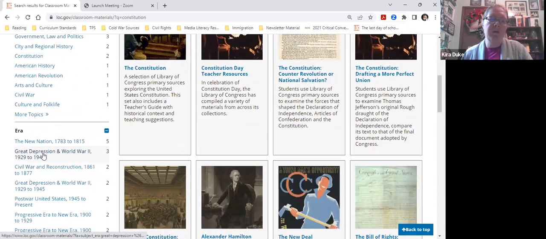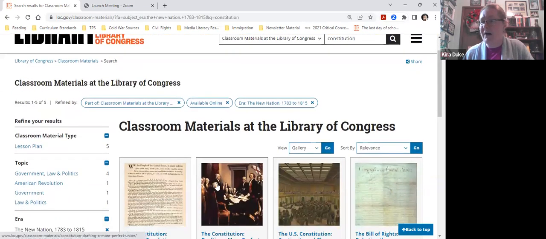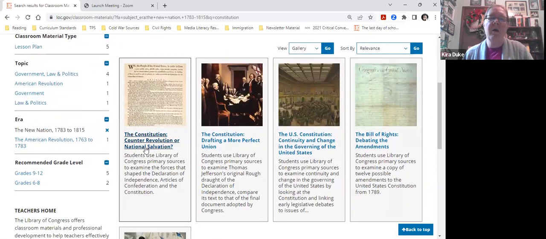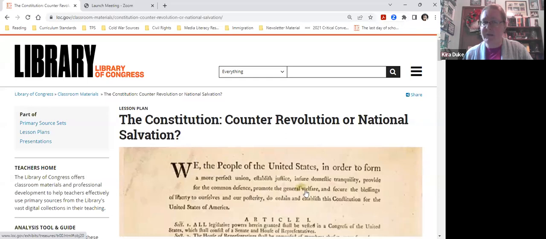So you might want to look at just specifically the era. So we want to look at that new nation time period. So let's see what we have there. We have 5. So again, very manageable number of things that we kind of flip through pretty quickly. So we have this, the Constitution, counter-revolution or national salvation. So this is a lesson plan.